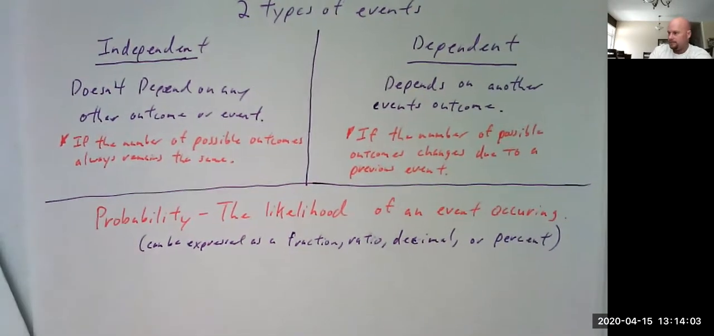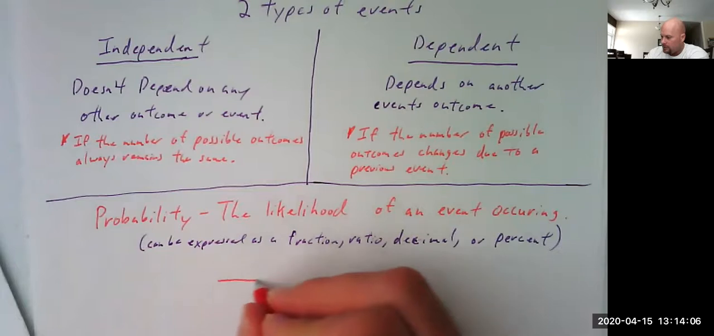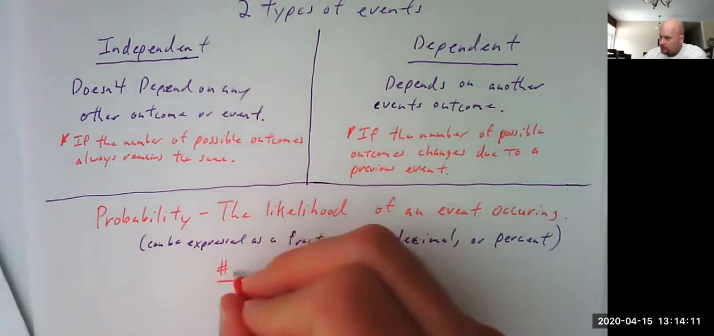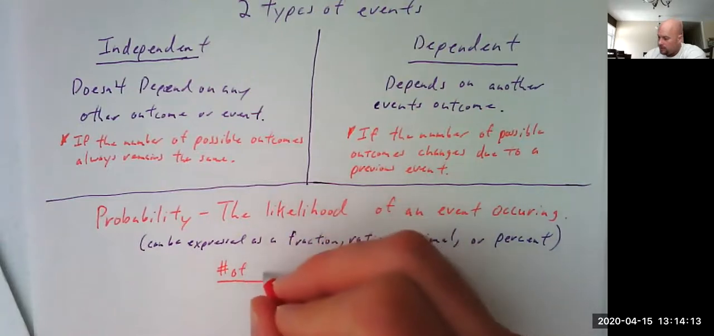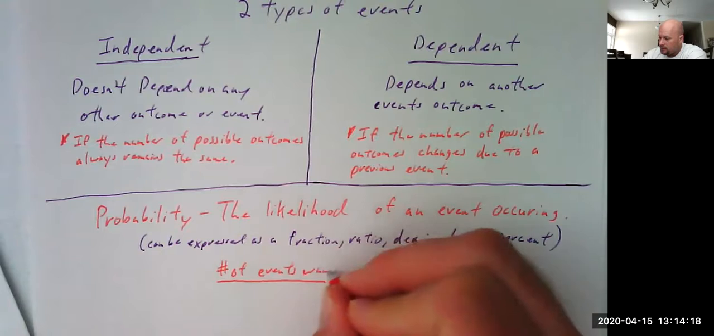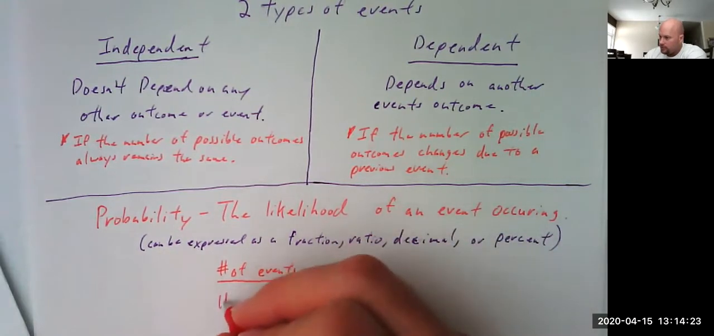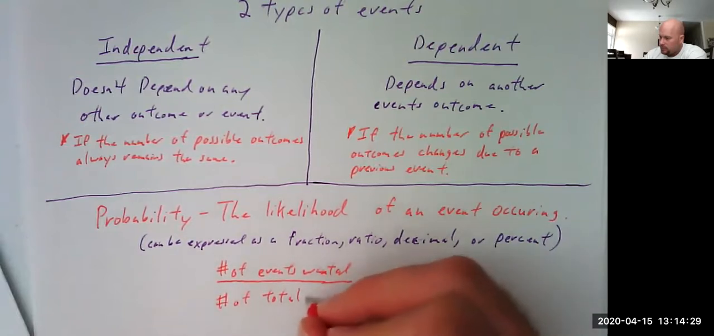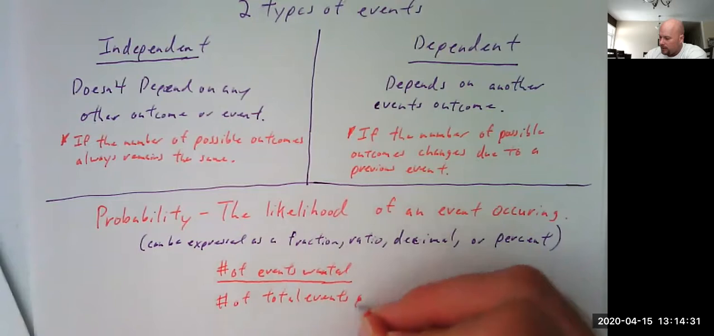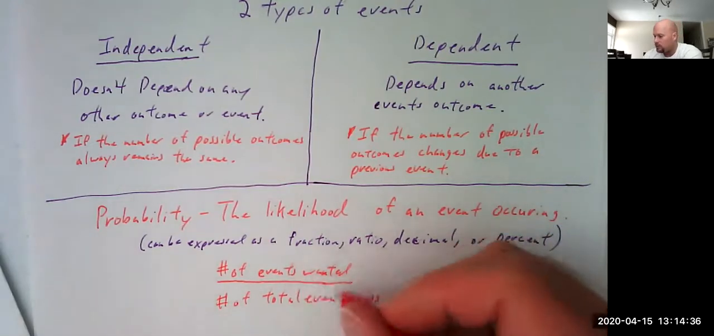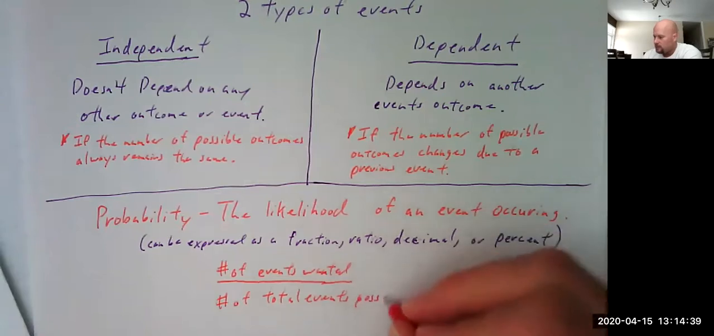And when we're finding a probability, what we're actually doing is taking the number of events wanted over the total number of possible events. Number of total events possible. Yeah, I could replace the number of events here with outcomes. That might make more sense to some people as well.